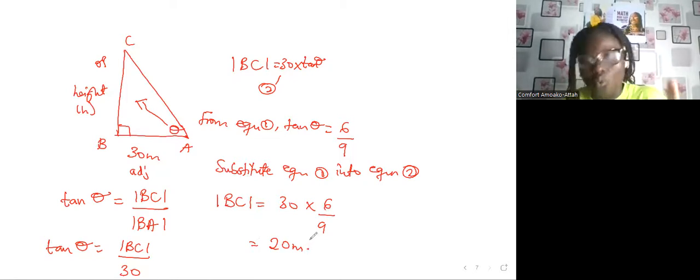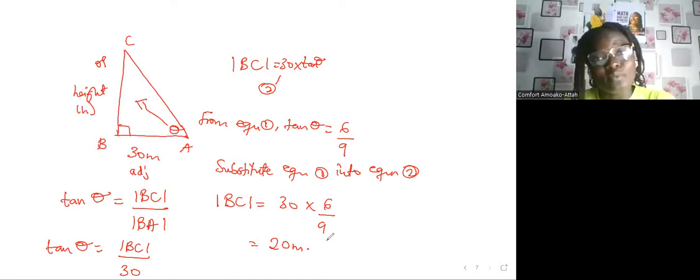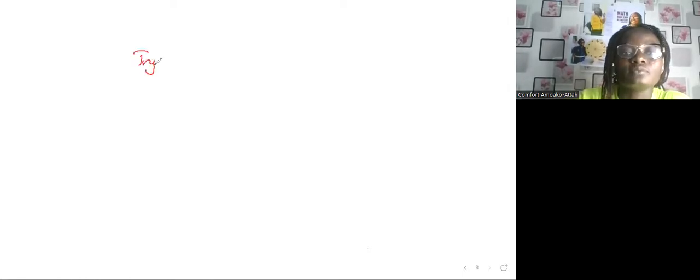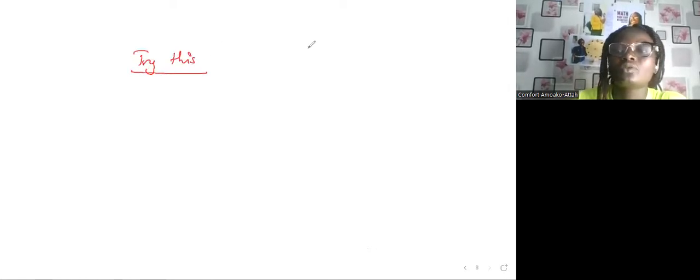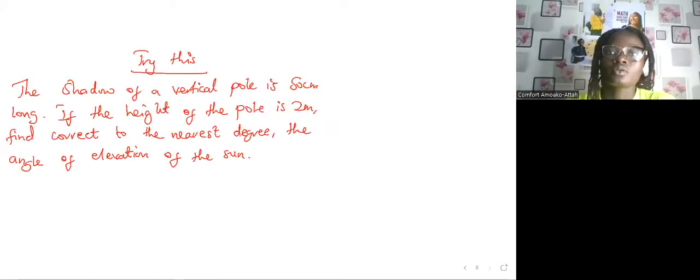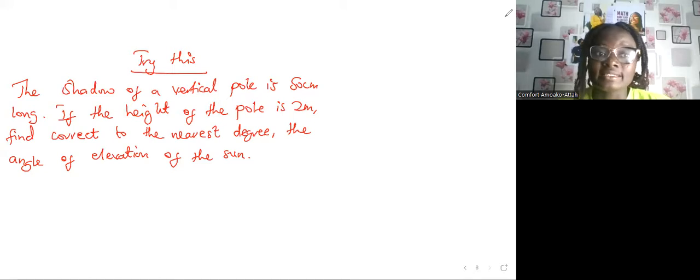All right, so that is for question 1 and question 2. And I believe when you meet this question or sample questions like this, you will be able to solve it, right? Good. Now pick an assignment. Try this. The shadow of a vertical pole is 50 centimeters long. If the height of the pole is 2 meters, find, correct to the nearest degree, the angle of elevation. Don't forget to change the units to be of the same unit.